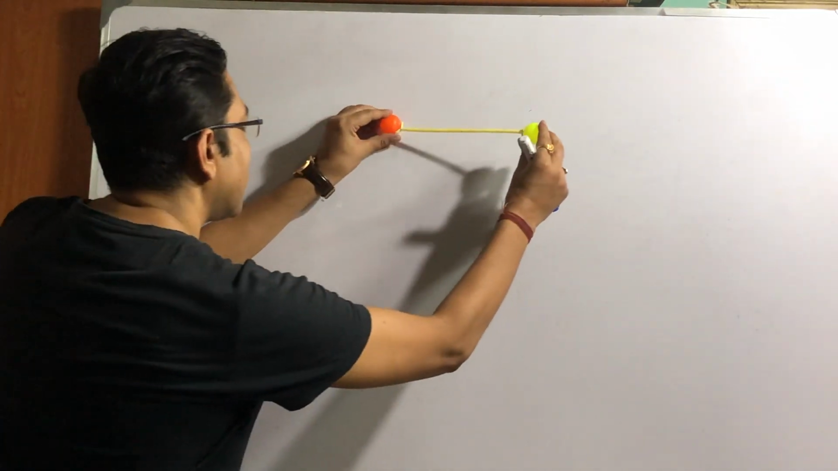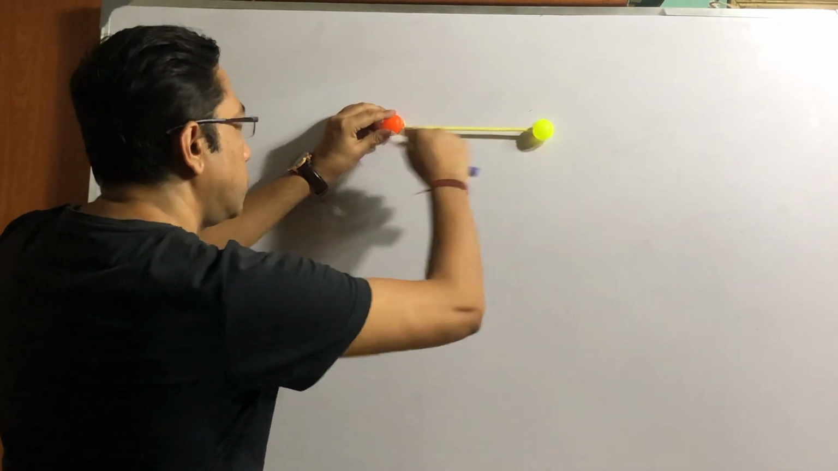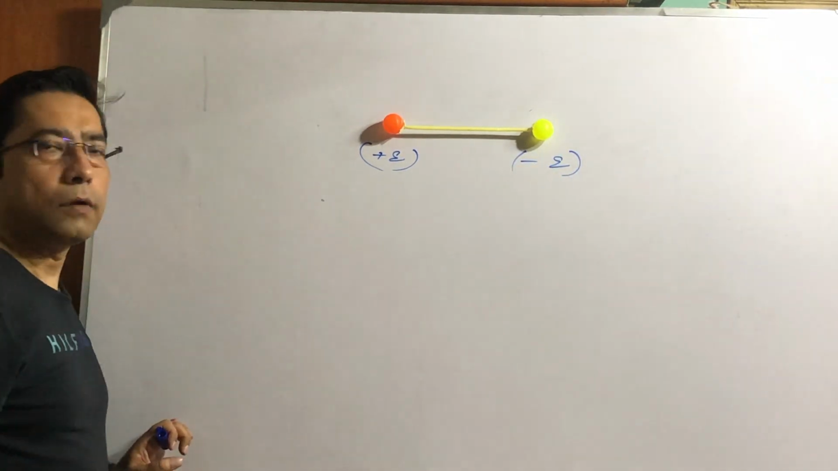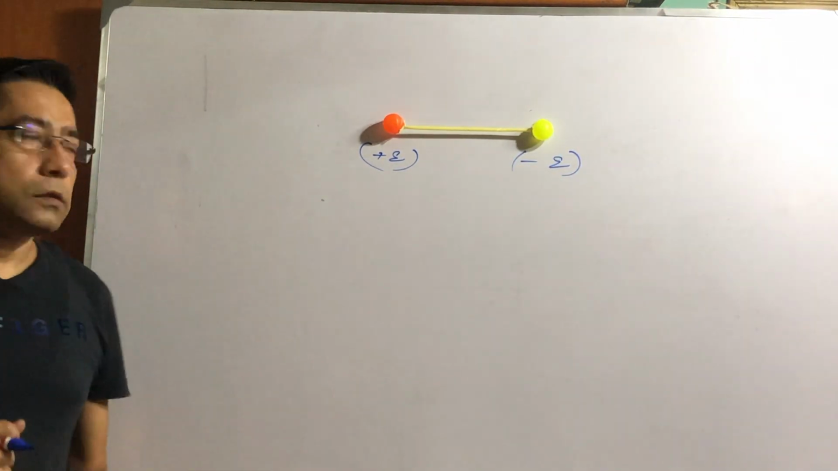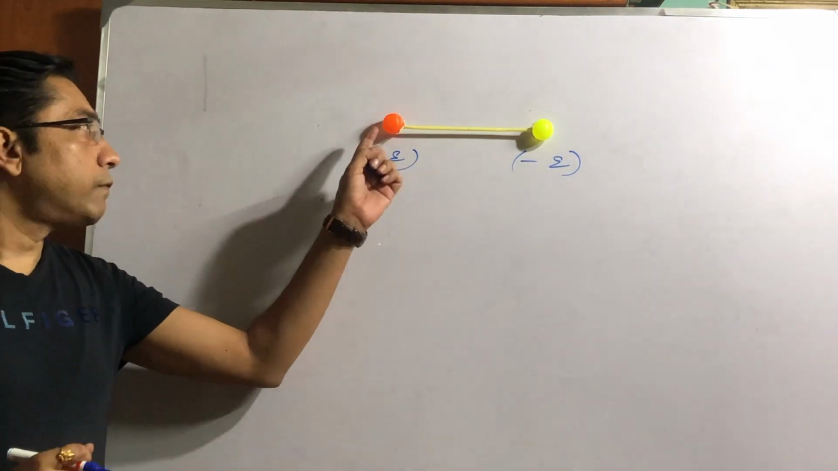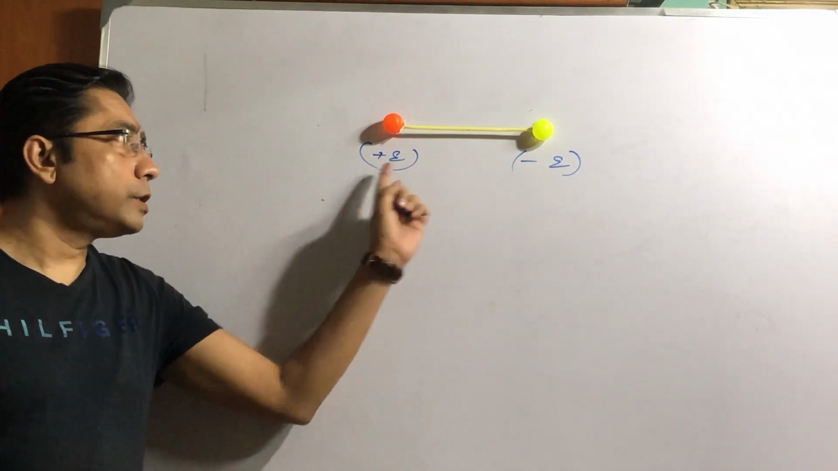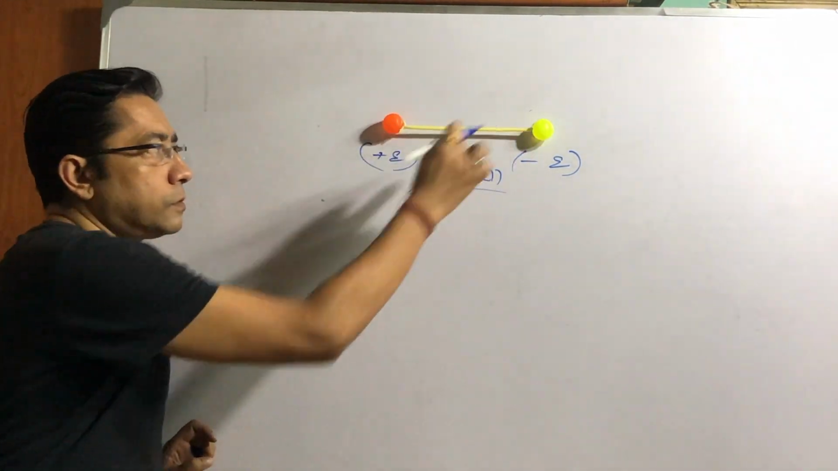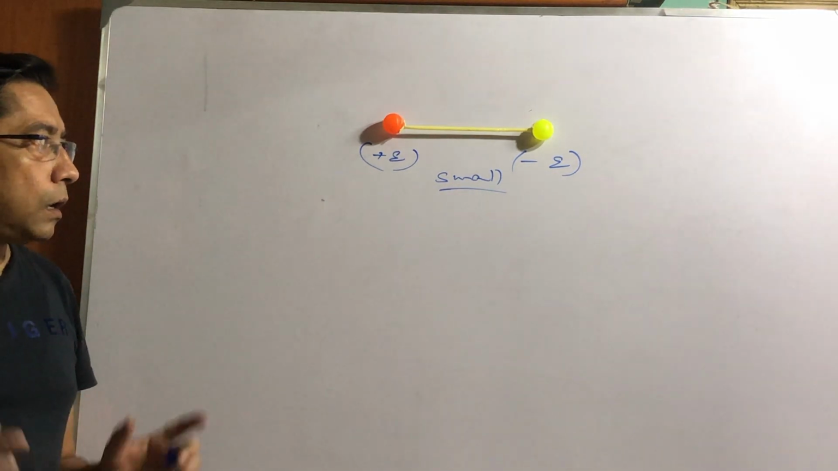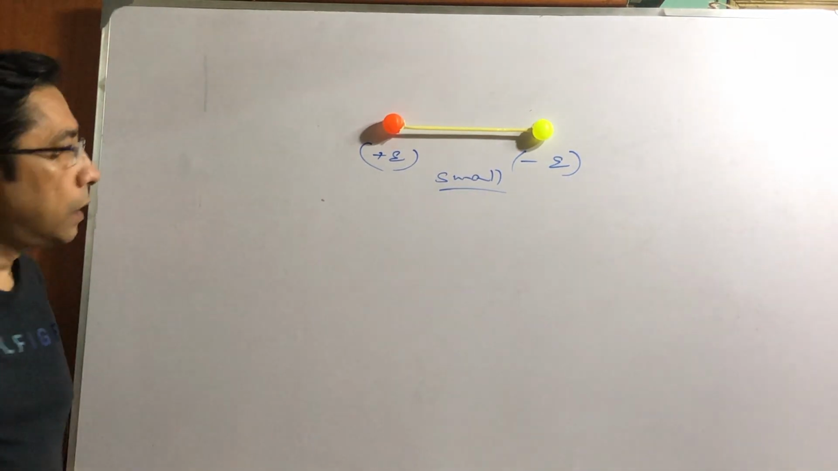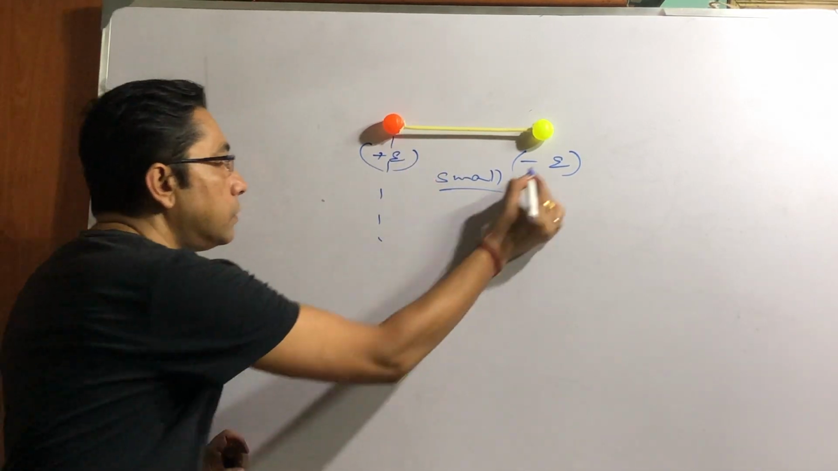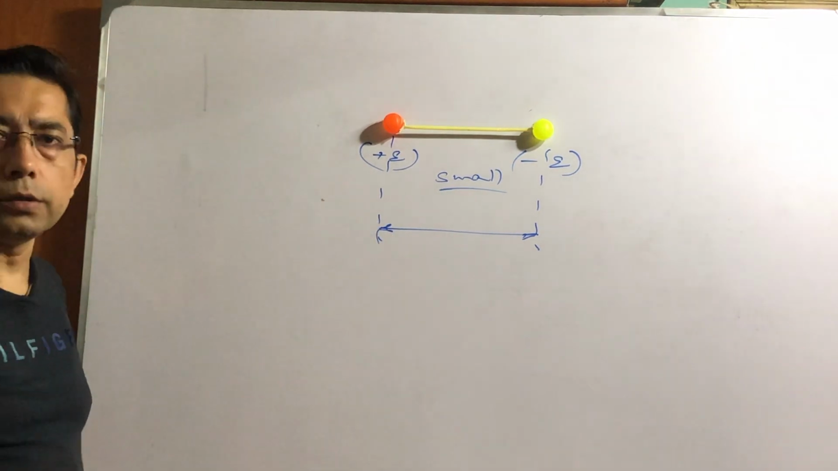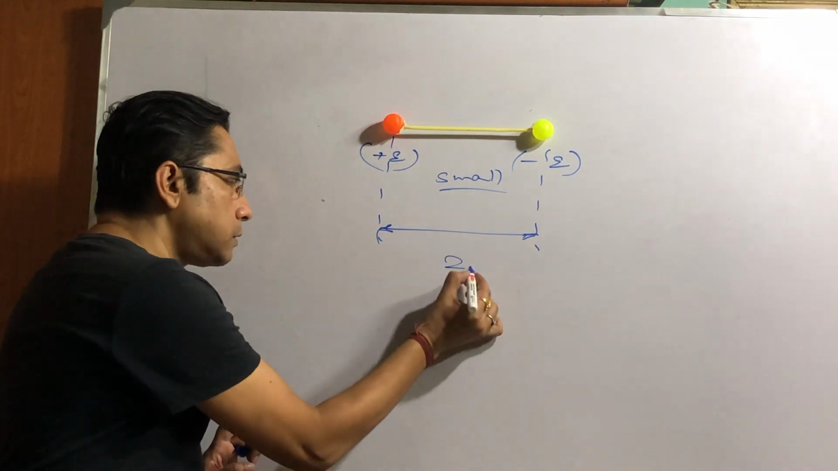Electric dipole. Suppose these are two charges, one positive and another negative. So the definition is like this. The system of two equal but opposite charges separated by a small distance is called an electric dipole. Now the major thing is the distance between the two equal and opposite charges is taken as 2L.